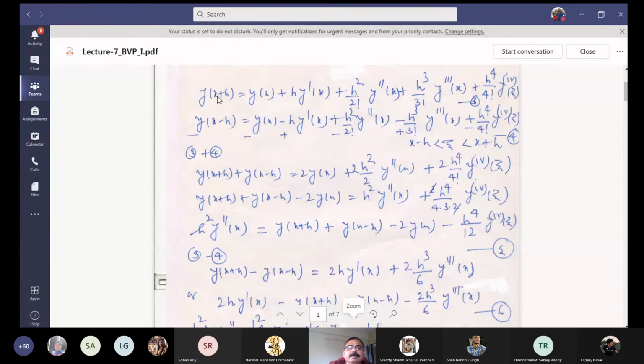So I have written the y(x+h) expansion, that is y(x) plus h y prime(x) plus h square by 2 factorial y double prime(x) plus h cube by 3 factorial y triple prime(x) plus h to power 4 by 4 factorial, 4th derivative of y at the point xi. I have already explained that I have taken the xi for both expansions, x minus h and x plus h, if h is very, very small. This I have explained in the beginning also. Do you remember that?